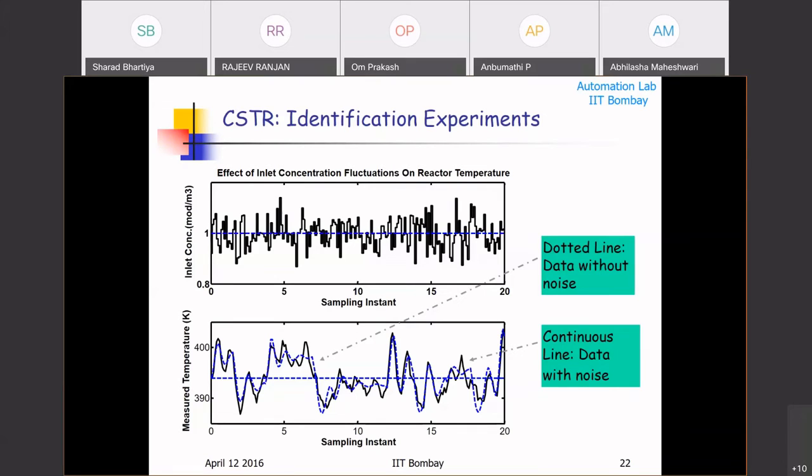The only reason why this exists as such a big area is because of the presence of noise. Like if you have a CSTR and you give an input concentration, then if I were to look at this blue curve, it is the measured temperature without noise. But that is not what you get. Remember when I wrote linear regression, I wrote A1 x1 plus A2 x2. But what you have is epsilon. This is your output Y.